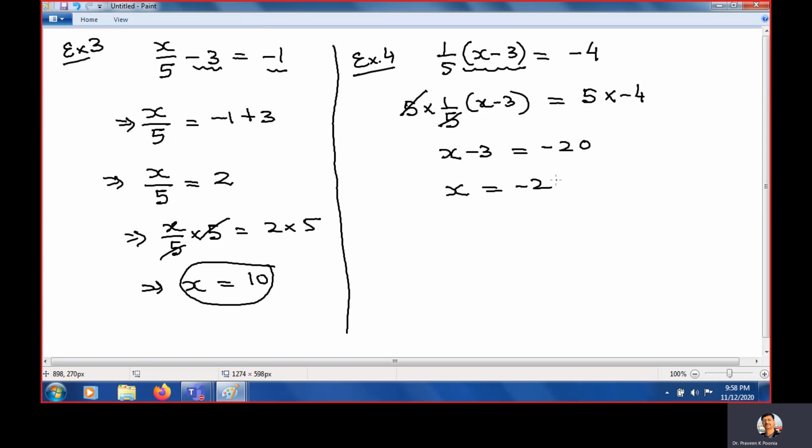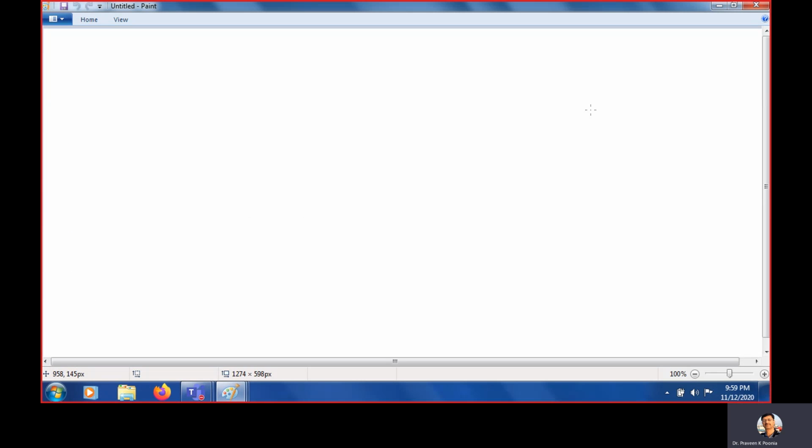Otherwise, it is going to be very, very difficult if we do not multiply by 5 here. Okay, so minus 20 plus 3. So the answer is x equals minus 17. So if a division is given, then you need to multiply at the same point so that you can simplify it very easily. Okay, example number 5. What is it? Example number 5.